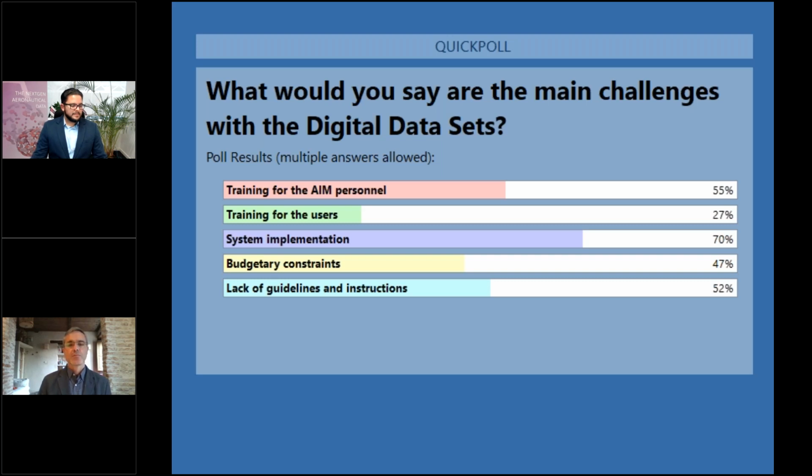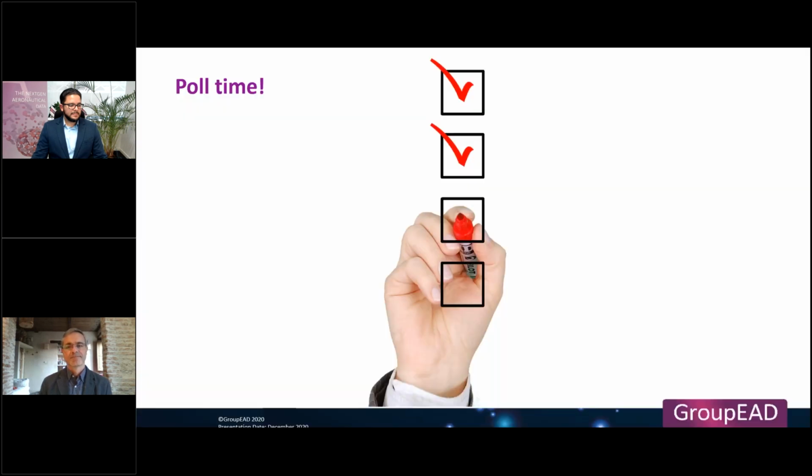So the most important concern is system implementation, then we have training for the AIS personnel and lack of guidelines and instructions. Then it is the budgetary constraints, and the least important in this particular case is training for the users. Thank you, Henry. Oscar, thank you. Yeah, I tend to agree with some of these results. Yeah, perhaps we can offer some more information here.